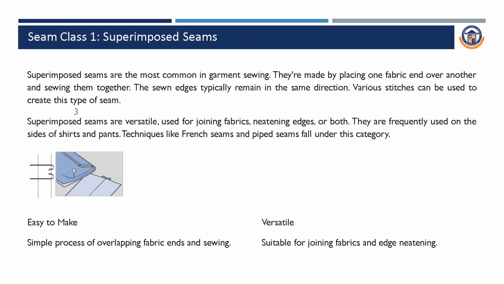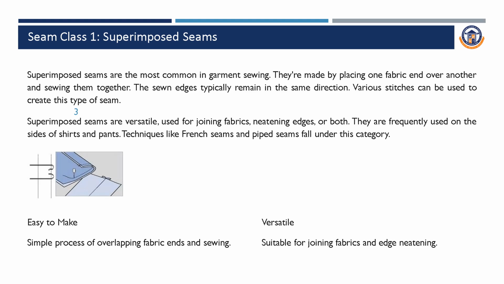Seam class 1, superimposed seam. Superimposed seams are the most common in garment sewing. They are made by placing one fabric end over another and sewing them together. The sewn edges typically remain in the same direction. Various stitches can be used to create this type of seam. Superimposed seams are versatile, used for joining fabrics, neatening edges, or both. They are frequently used on the sides of shirts and pants.